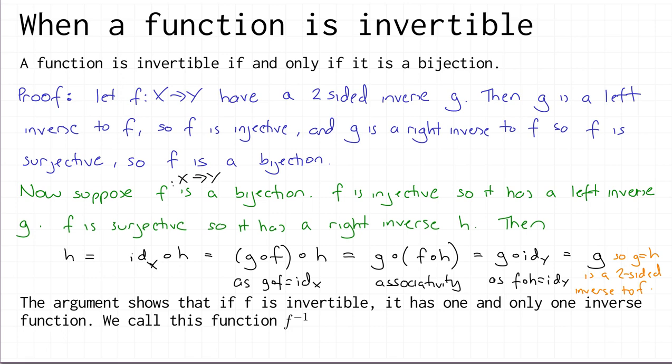So we have some notation for the inverse of an invertible function. If a function f is invertible, it's only got one inverse function, and we use this notation, f to the power minus 1, for the inverse of the function f.